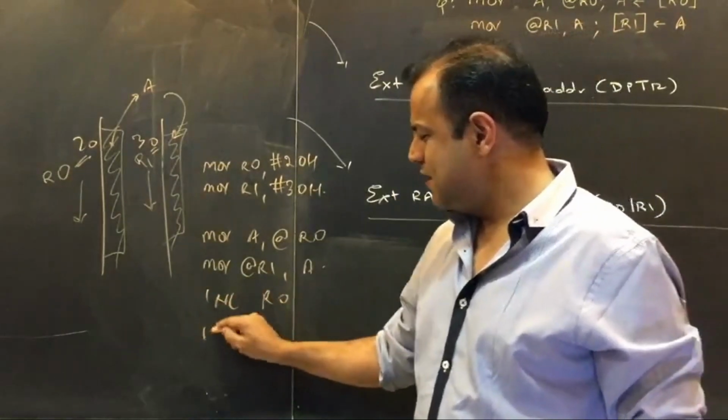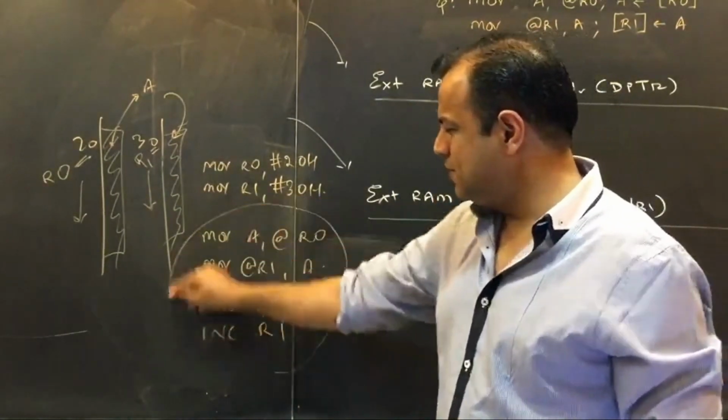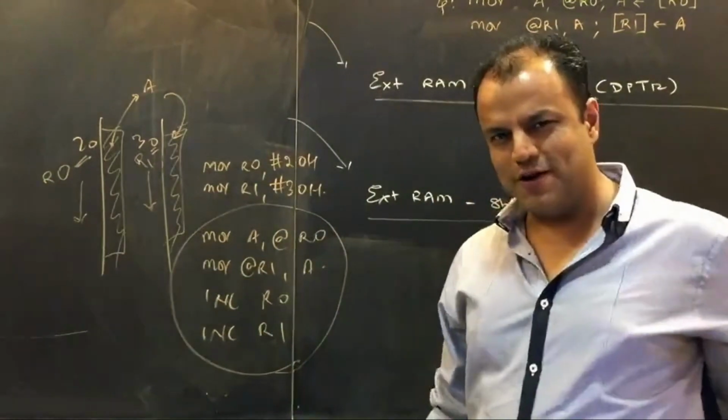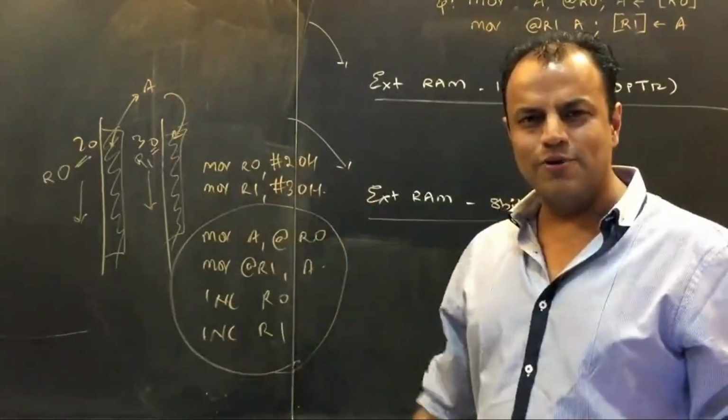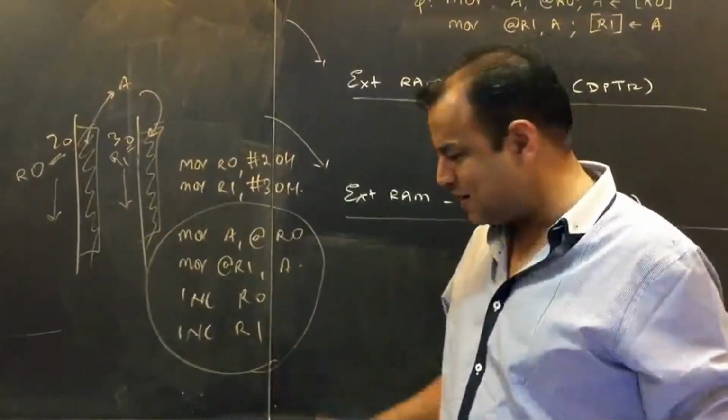Increment R0. Increment R1. Put this in a loop. The only thing you don't know so far is how to make a loop, which again you'll learn very soon. Once you know how to make a loop, you know how to write this program. That's it. This is called a block transfer program.